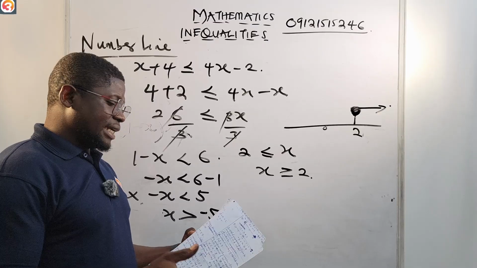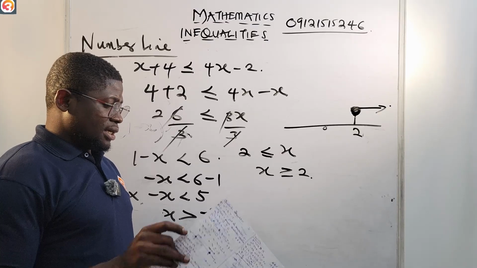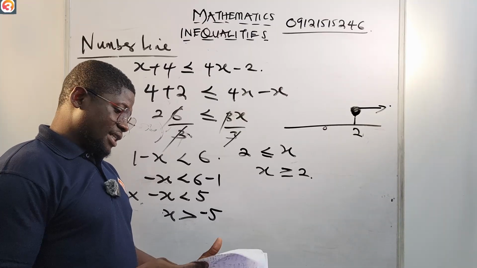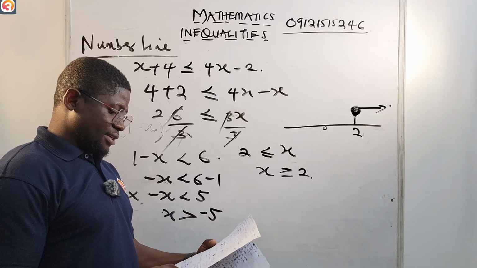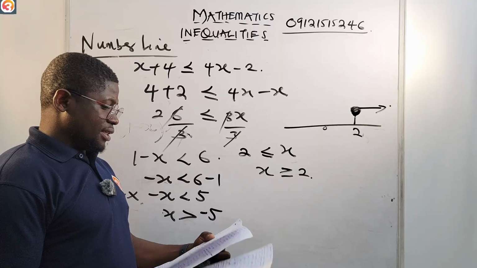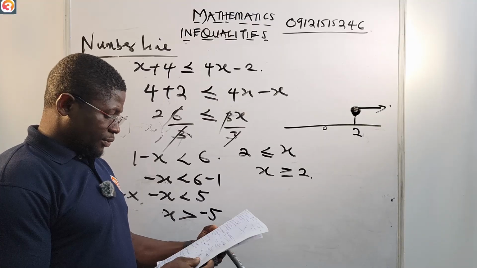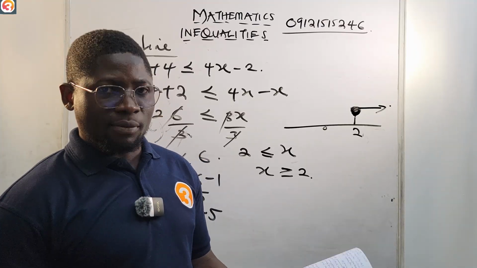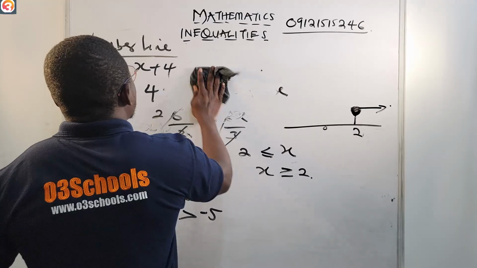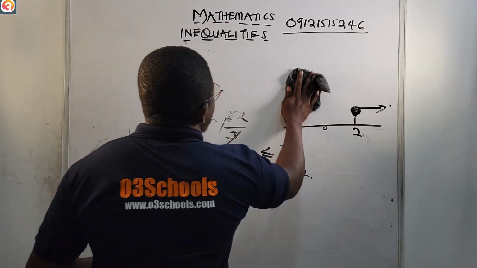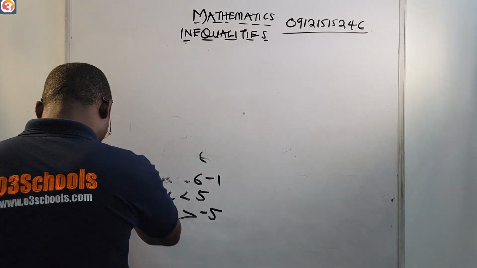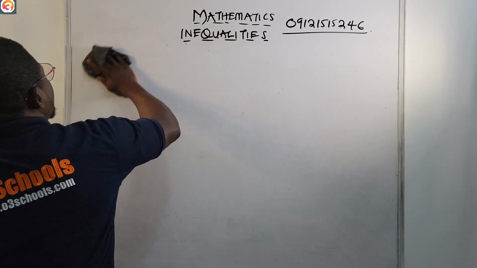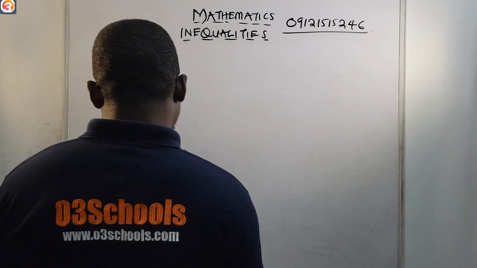So let us quickly go to what is it called now? System of inequalities. We have done splitting of inequalities. What is left? I've exhausted everything in this book. What is left? System of inequalities. Okay, so let us go to graphical representation of linear inequalities in two variables. Let's be fast with this so that we can round up.